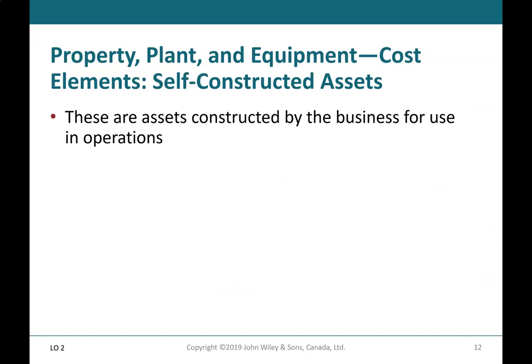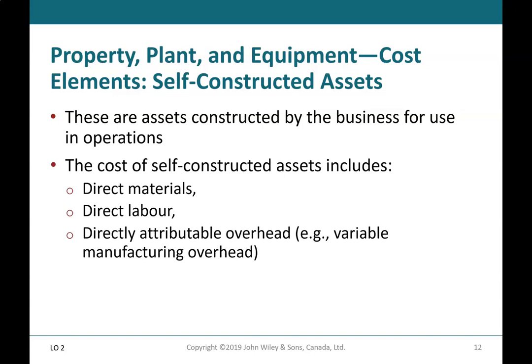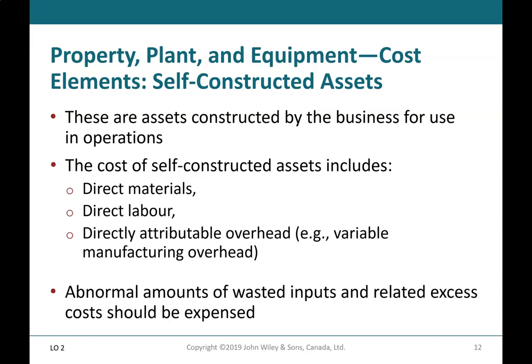Property, plant, and equipment cost elements: self-constructed assets. These are assets constructed by the business for use in operations. The cost of self-constructed assets includes direct materials, direct labor, and directly attributable overhead, for example, variable manufacturing overhead. Abnormal amounts of wasted inputs and related excess costs should be expensed.